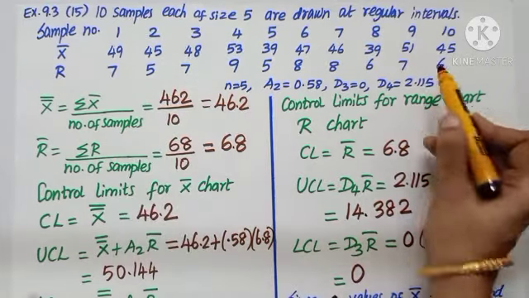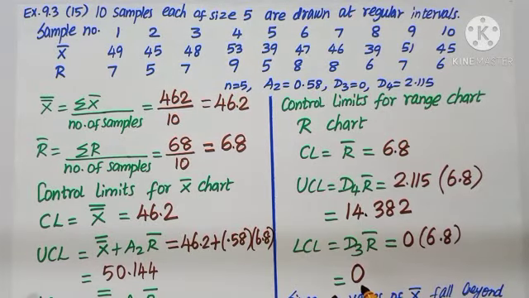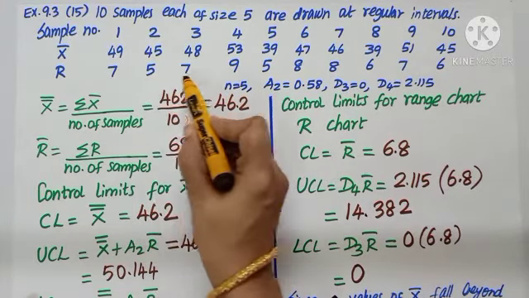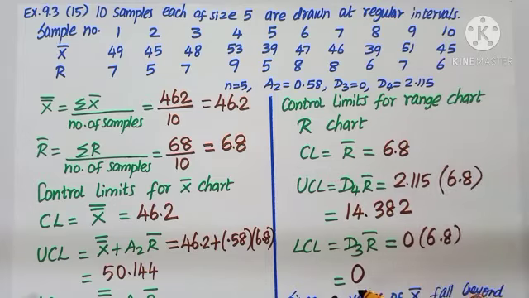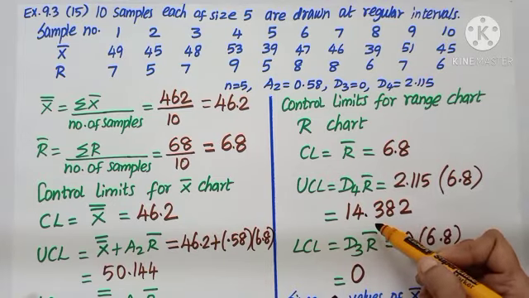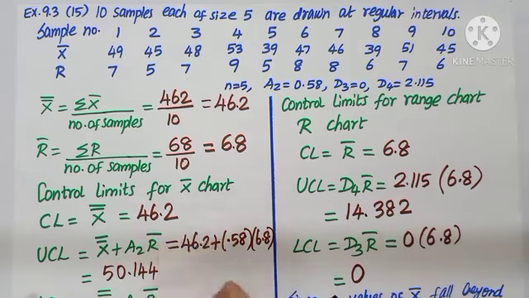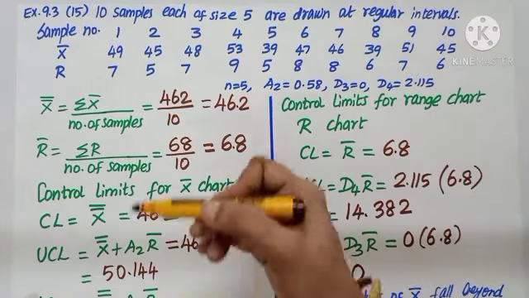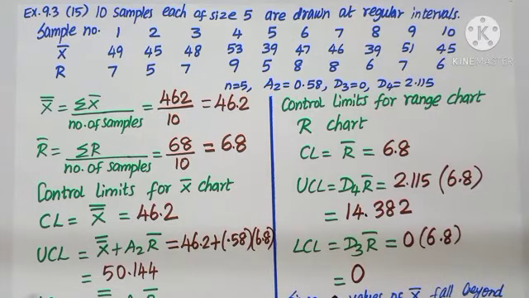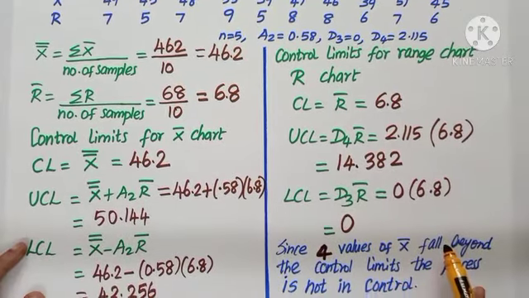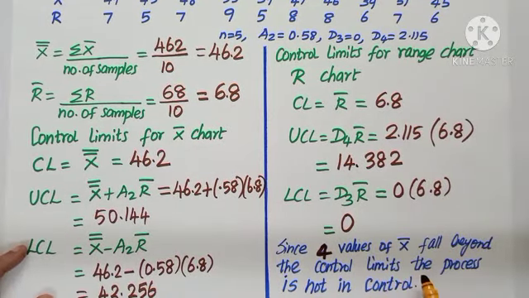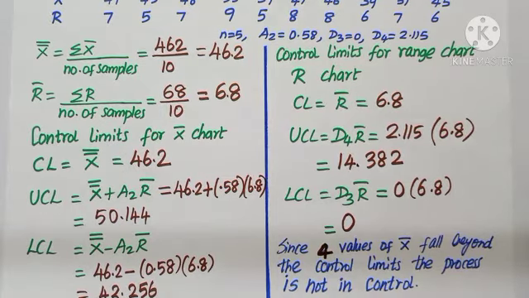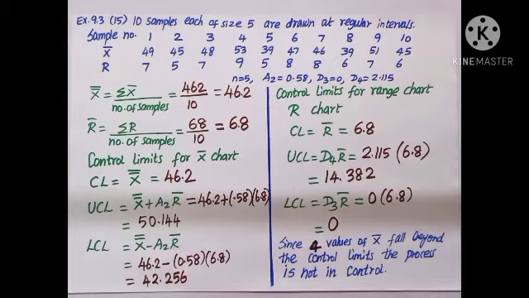Check in range values. We need to know 0 to 14.382. All the values in range are between 0 and 14.382. But certain values of X bar fall outside. 2 are below, 2 are above. So altogether, 4 values of X bar fall beyond the control limits. This tells us the process is not in control.